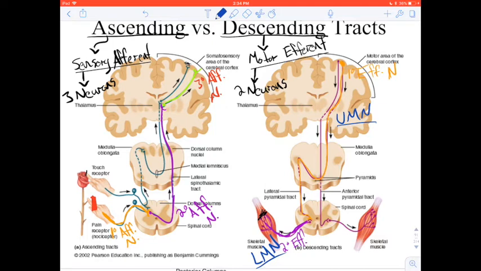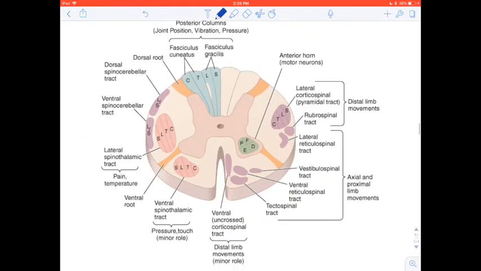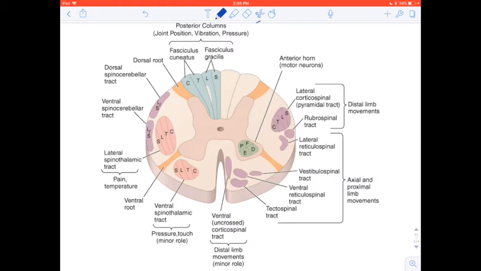All right, so there's our general overview of ascending versus descending tracks: 3 versus 2 neurons, and the direction that they're going. Don't freak out. This is a medical school level outline, but we can notice some important things that we've already talked about. Remember, anterior, or the ventral side, are going to be our motor neurons coming out of there. And the same thing, the dorsal root is going to have these sensory neurons coming in.